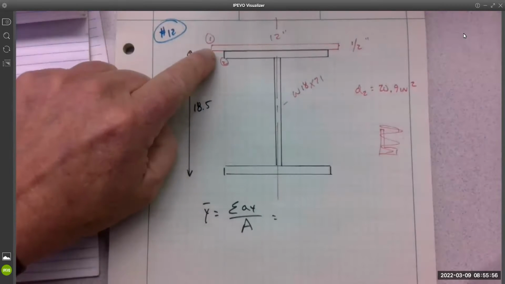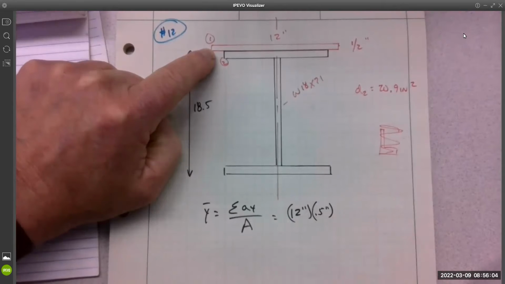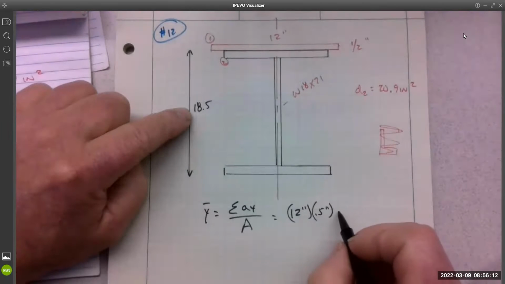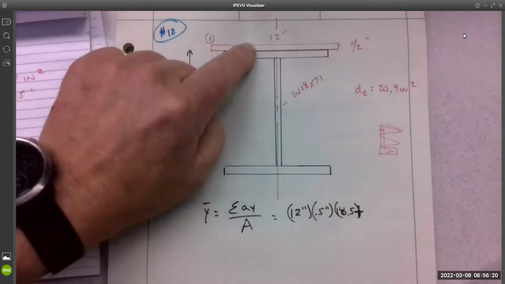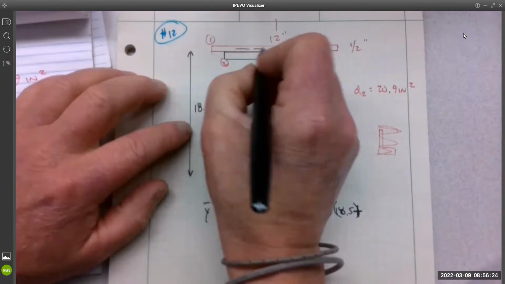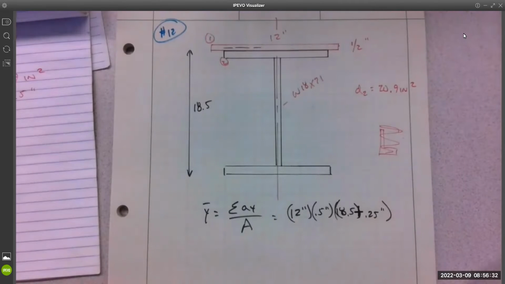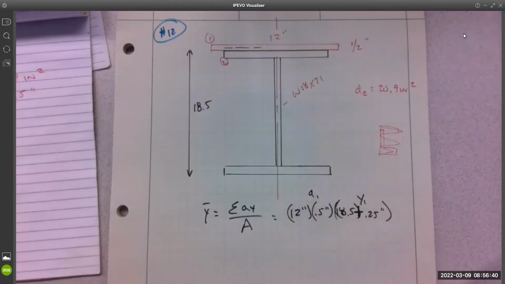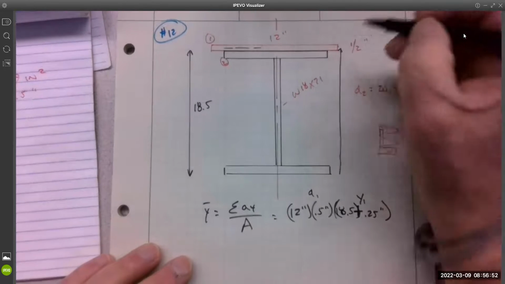This is my number one shape. What's the area of number one? 12 inches times a half inch, right? And then what's my y distance to that? It's going to be 18.5 plus half of the half, right? It's that distance right to there. So plus 0.25 inches. So A1, y1. Everyone see that? y1 would go all the way up to right there.